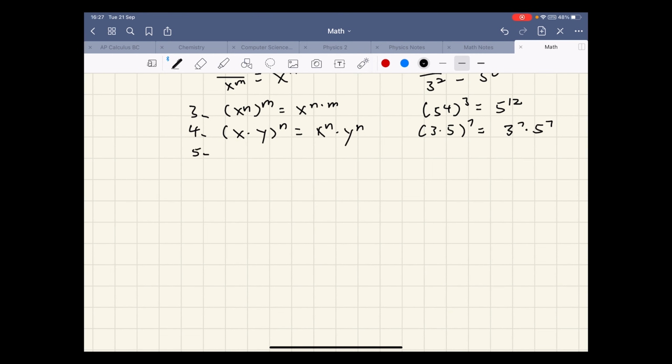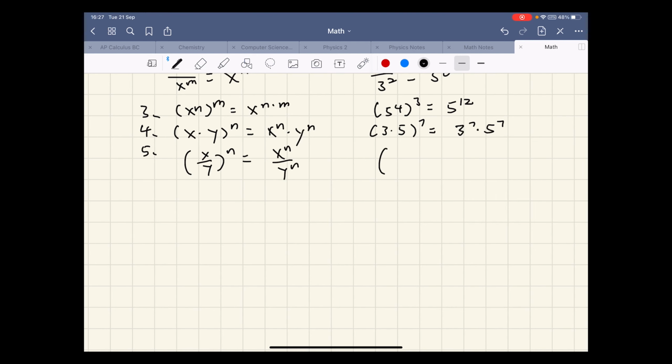And one last rule is similar to number 4, x over y, parenthesis, to the power of n. For this, you can just distribute and get x to the power of n over y to the power of n. An example would be 2/3 to the power of 5, and you will get 2 to the power of 5 over 3 to the power of 5.